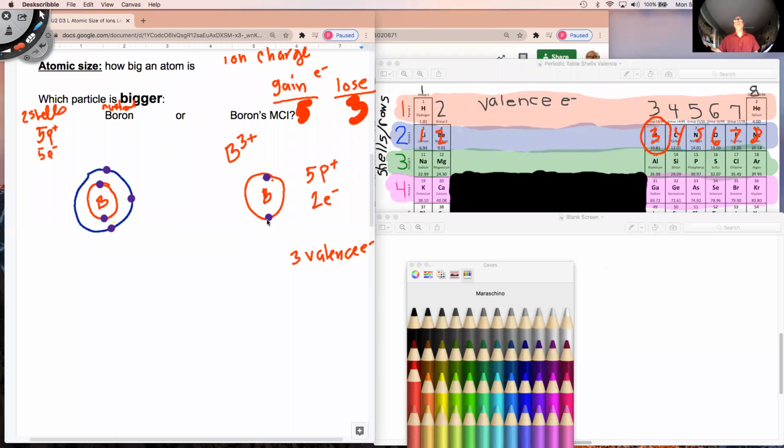And now, once we have this, this leads us to our question, which is going to be bigger, right? Well, boron, neutral, has 2 shells. Boron with a 3+ only has 1 shell. So which one is going to be bigger? Well, obviously, boron that has 2 shells will be bigger than boron that has only 1 shell. And you figured that out by saying, well, we know what the neutral atom looks like. Now we want to find out what the atom looks like with its common ion, or MCI.